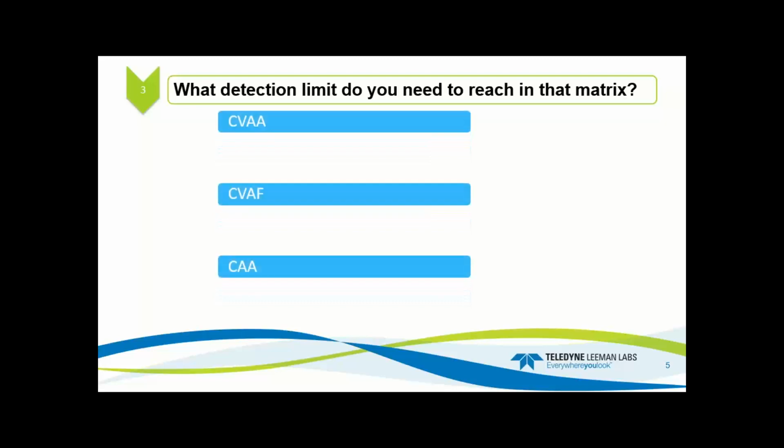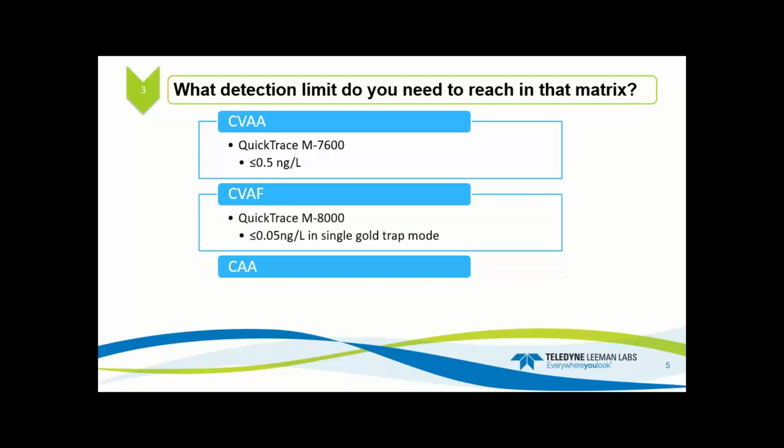So if your sample is a liquid, then detection limit requirements will drive your decision. Our QuickTrace M7600, which uses cold vapor atomic absorption, will provide a detection limit at less than 0.5 nanograms per liter. Cold vapor atomic fluorescence, using the QuickTrace M8000 instrument, will provide even lower detection limits at less than 0.5 nanograms per liter when using single gold trap modes. And combustion atomic absorption has an instrument detection limit at less than 0.001 nanograms.